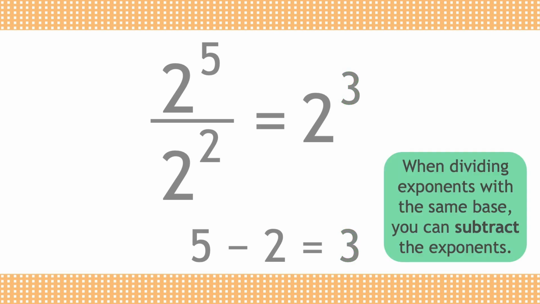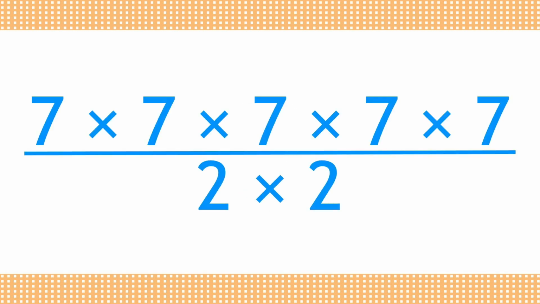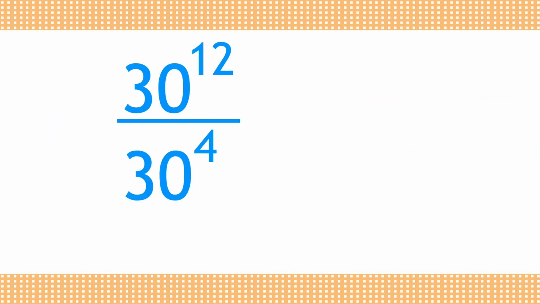It's important to know, though, that this rule doesn't work when the exponents have a different base. That means I can't subtract the exponents in this problem, for example, because one has a base of 7 and the other has a base of 2. And that makes sense, right? Because when we write it out, there are no like numbers in the numerator and denominator to cancel one another out. Let's try some more examples together, starting with 30 to the 12th power divided by 30 to the 4th power.